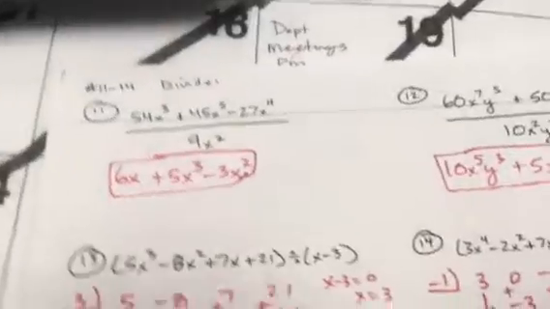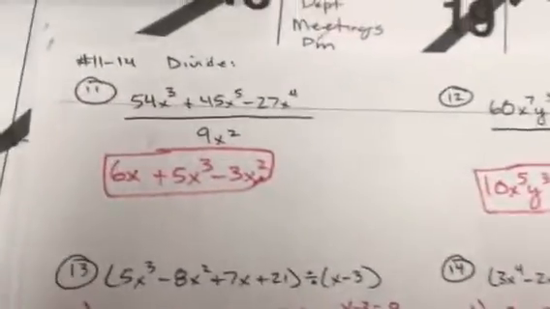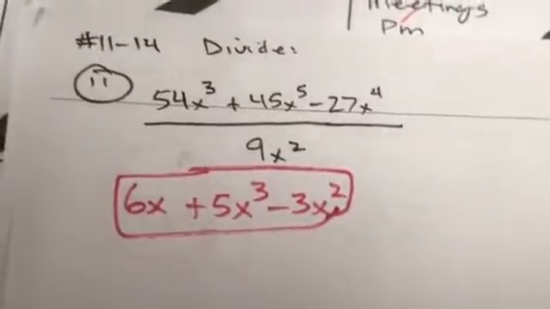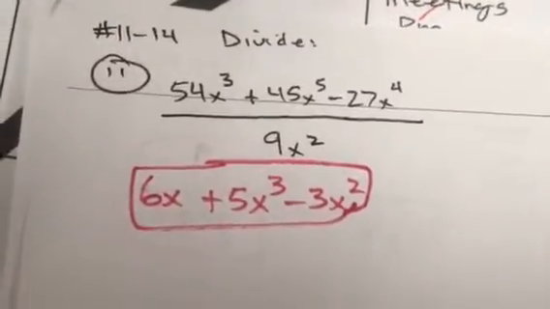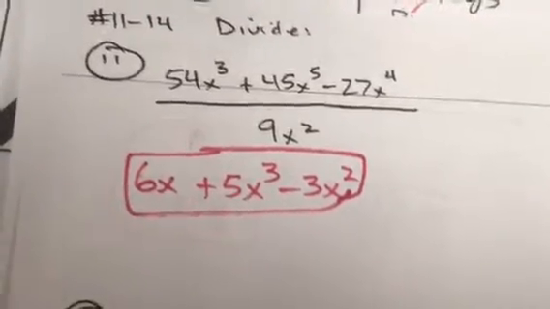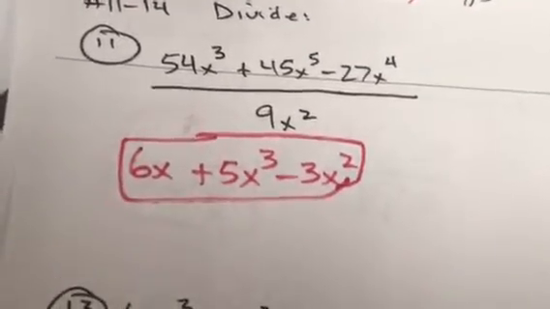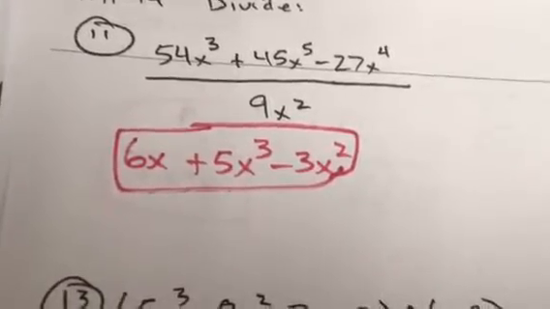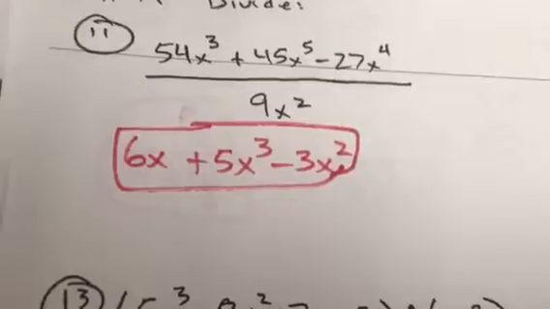All right, moving on here on 11 and 12, you are going to divide. You're dividing everything by 9 in the numerator, and then taking away 2 x's. Everything loses 2 x's. So it's going to be 6. That's 54 divided by 9. It had 3 x's. You're taking 2 away, so it's x to the first. Plus 45 divided by 9 is 5. Loses 2 x's. X to the third. Minus 27 over 9 is 3. It loses 2 x's. X squared.